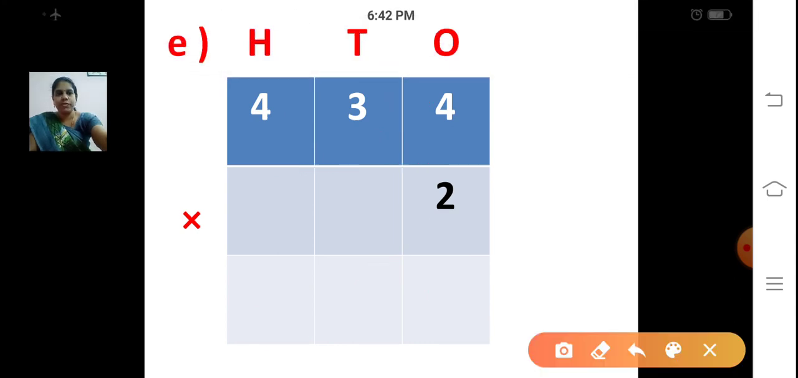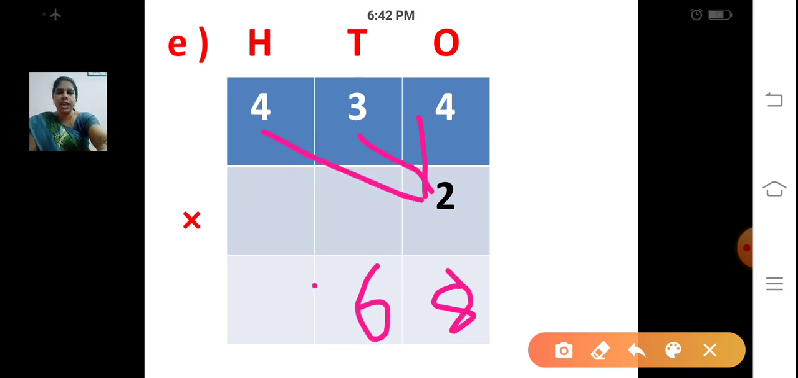So we'll see one more time. 4 2s are 8. 3 2s are 6. 4 2s are 8.